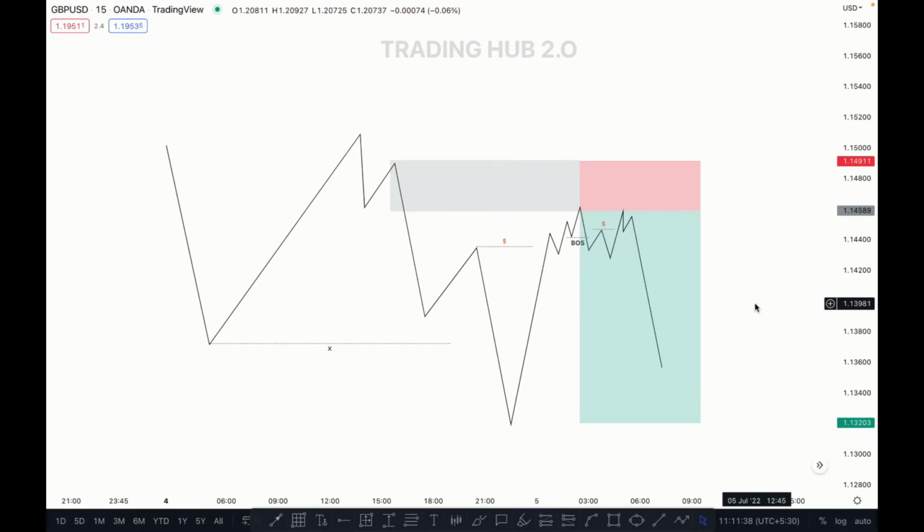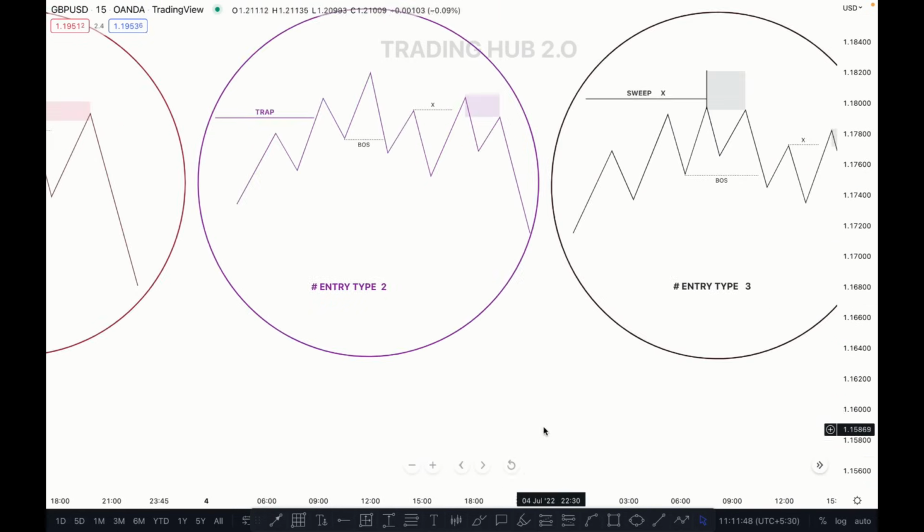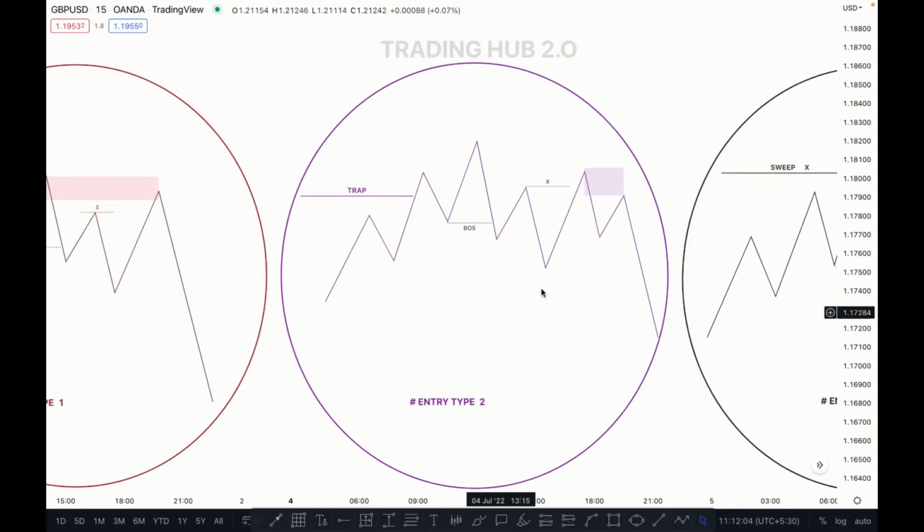Let me show you entry type 2 and type 3, which are really powerful and very different from the others. And this type of entry strategy can change your trading style. In entry type 2, as you can see here, as I mentioned, the market traps the buyers and sellers, then you have to follow the same criteria as I mentioned here. Let me show you exactly how it actually works.